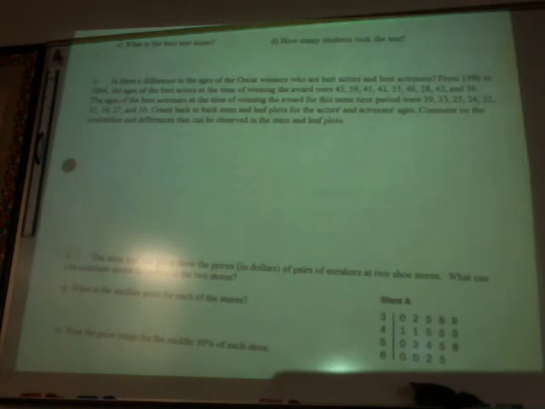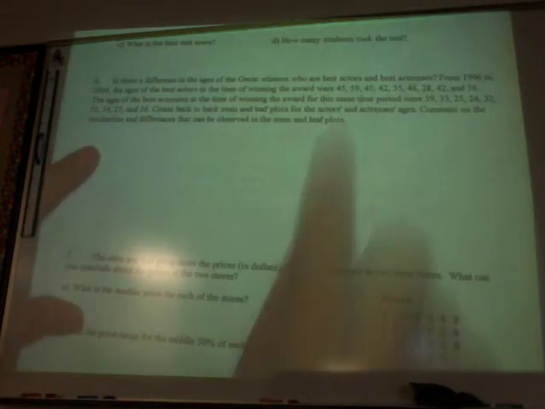Look at number 6, because it's actually a double stem and leaf. A double stem and leaf compares 2 different things that deal with the same kind of topic. So it says, is there a difference in the ages of the Oscar winners who are best actors and best actresses? So one side is going to be for women and one side is going to be for men. From 1996 to 2004, the ages of the best actors at the time of winning the award were, and they give the ages, and the ages of the best actresses at the time of winning for the same time period were, and they give those ages.